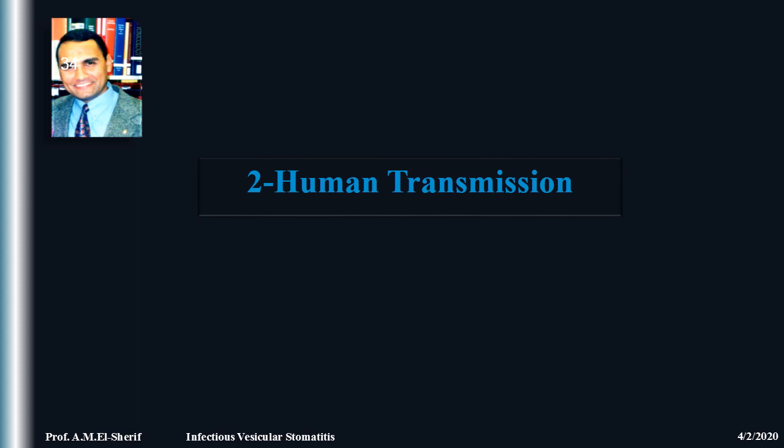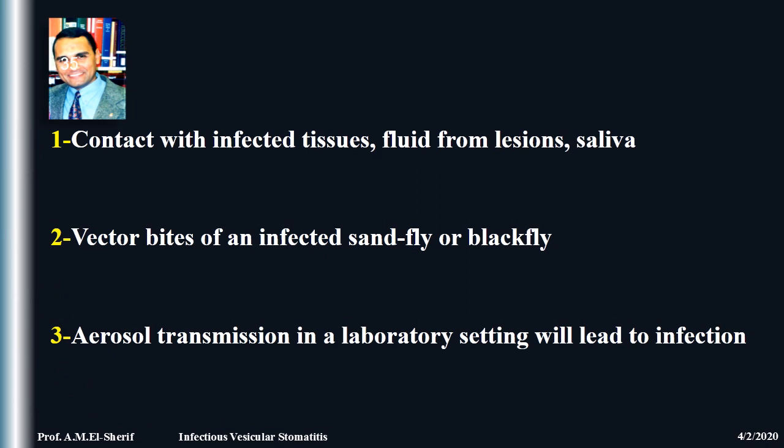As we said before, infectious vesicular stomatitis caused by Indiana vesicular stomatitis virus has a zoonotic impact, so human transmission will occur through the following. Number one, contact with infected tissues, fluids from lesions, and saliva of infected animals or infected humans. Number two, vector bites of an infected sandfly or black flies. Number three, aerosol transmission in the laboratory setting can lead to infection.